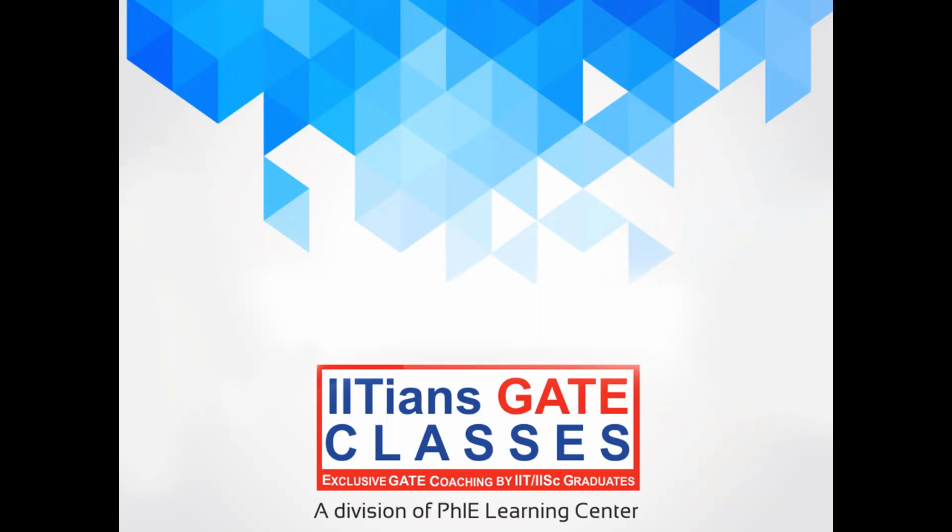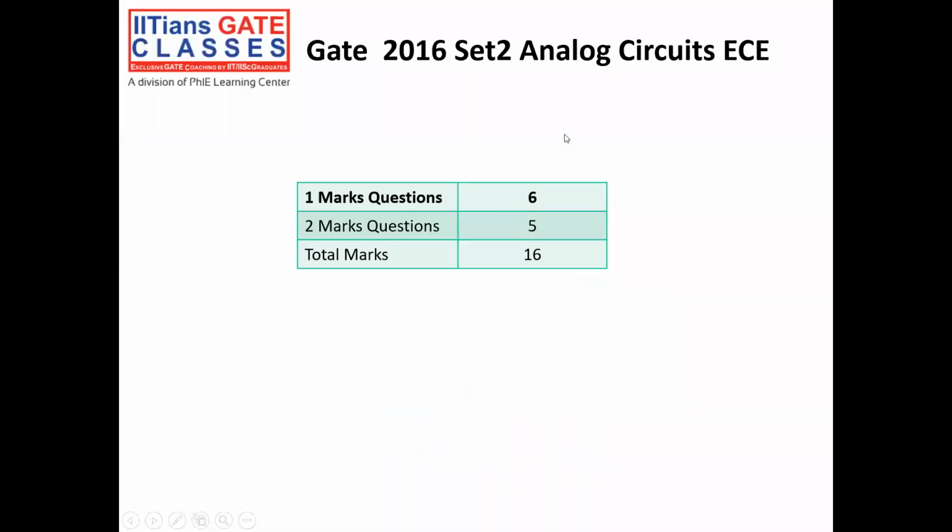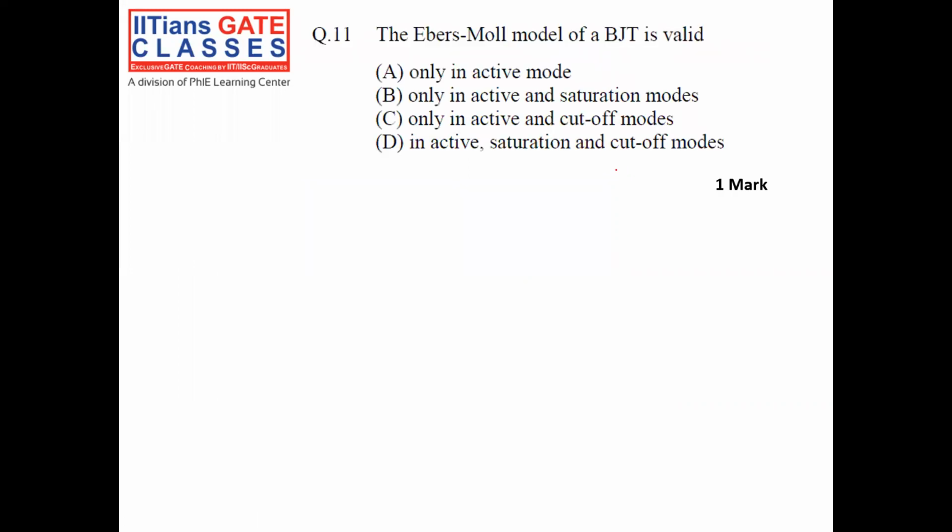In this session, we will discuss all the questions that have come from analog circuits in the 2016 Set 2 GATE examination for the electronics and telecommunication branch. You can see there are a lot of questions asked in this year. Six are of 1 mark and 5 are of 2 marks. So in total, 16 marks have been asked from this subject in 2016 Set 2. Let us discuss all the questions one by one.